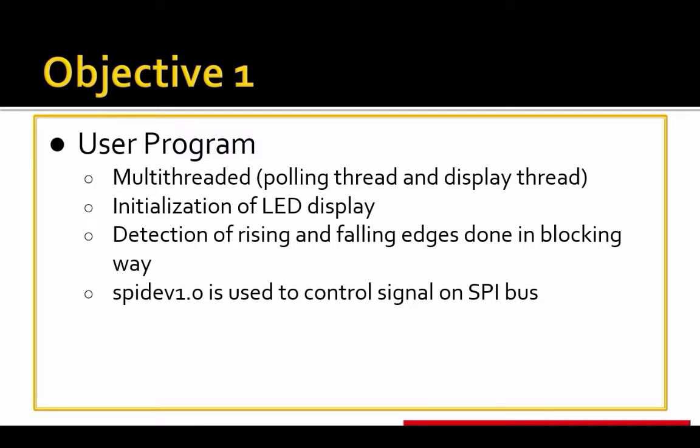Then for displaying, SPI DAV is used to control a signal on the SPI bus, and the LED display is interfaced with that. For initialization of the LED display, parameters were set like normal mode, decode mode, scan limit, and intensity. In the polling thread, detection of rising and falling edges was done in a blocking way. First the rising edge is polled, and once the rising edge is detected, it is polled for the falling edge.